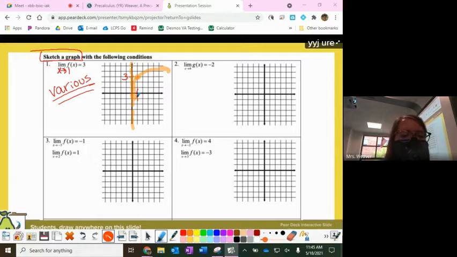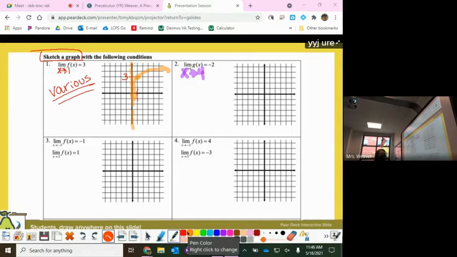All right, let's try the next one, and I want to see what some of your graphs look like. The next one says the limit of g of x as x approaches 4 equals -2. Again, there's going to be various answers on all of these. Can you come up with one?